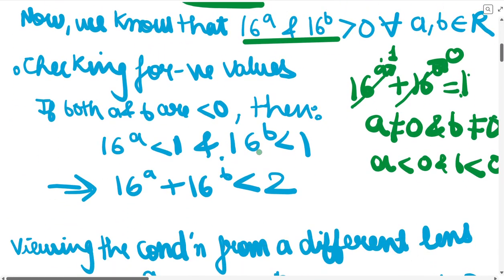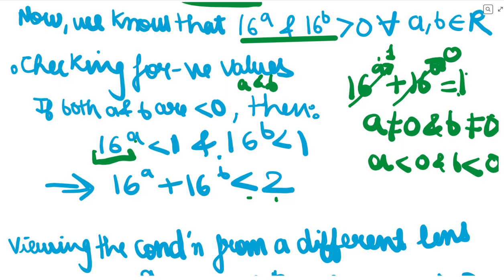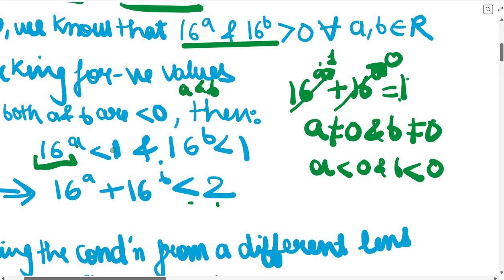So we'll see if negative values are possible or not. Okay, so if both a and b are less than 0, negative values for a and b, then of course 16 raised to power a will be less than 1. If both of them are less than 1, then their addition is also bound to be less than 2. But now somebody can ask why we are directly saying that it is less than 1. How could you say that?